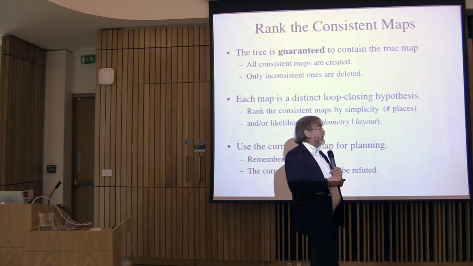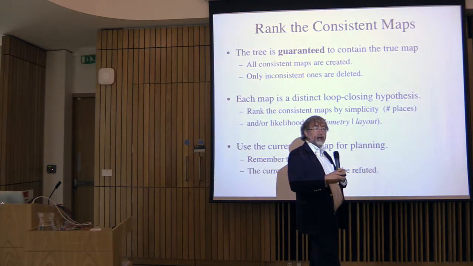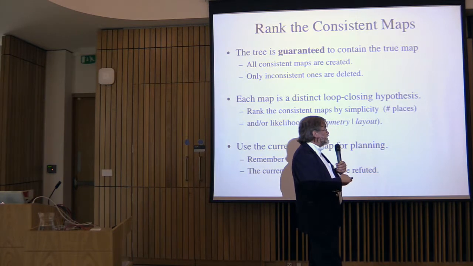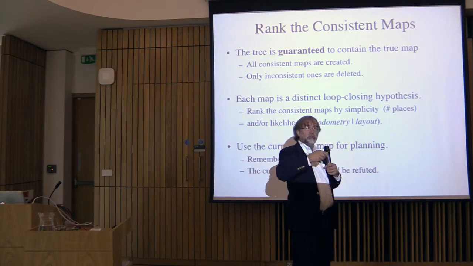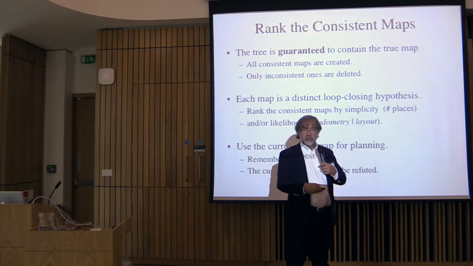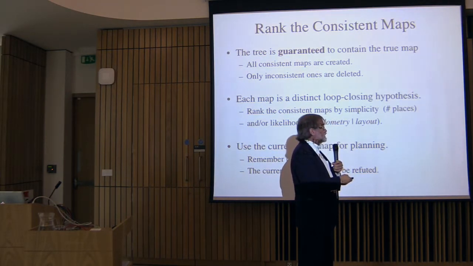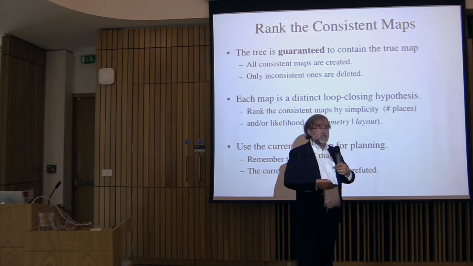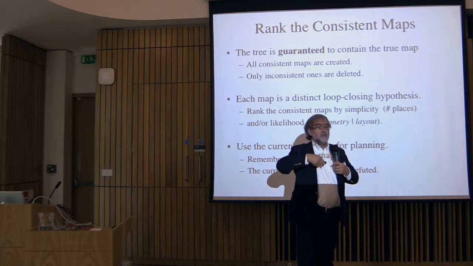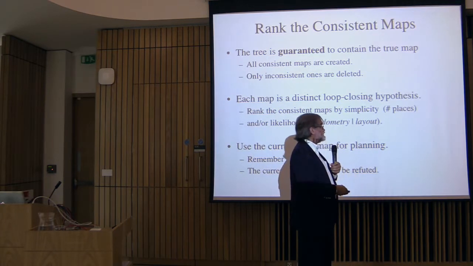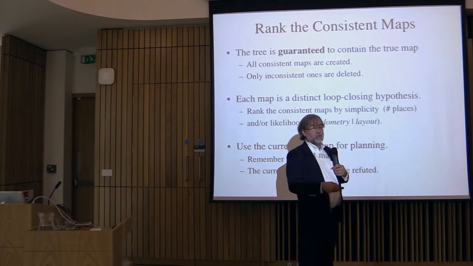Now, we can rank the maps by simplicity, and that was one of the ways we dealt with it. Another thing we can do is start to incorporate metrical information into this and compute the likelihood of the odometry that we observed given a layout hypothesis that follows from the lengths of the paths. And so that's a method that we currently use.